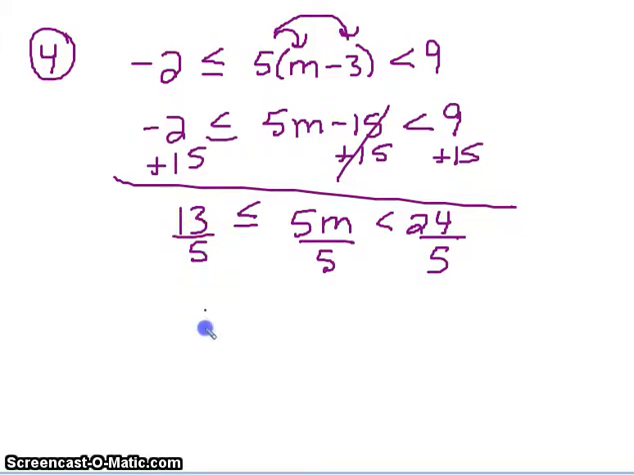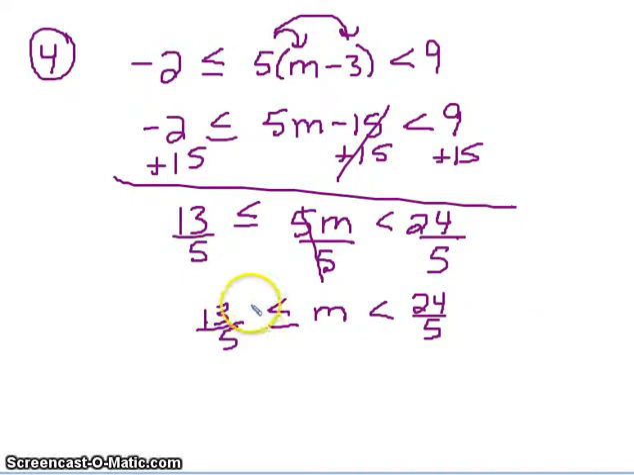I can't simplify, guys. 13 over 5 is a rational number, and that is a proper way to write it. I know that some of us don't like fractions, but we have got to get comfortable with fractions. In terms of a number line, if you are really having trouble with 13 over 5, you could divide and see that 13 over 5 is 2.6. And 24 over 5 is 4.8. So it's less than 4.8.